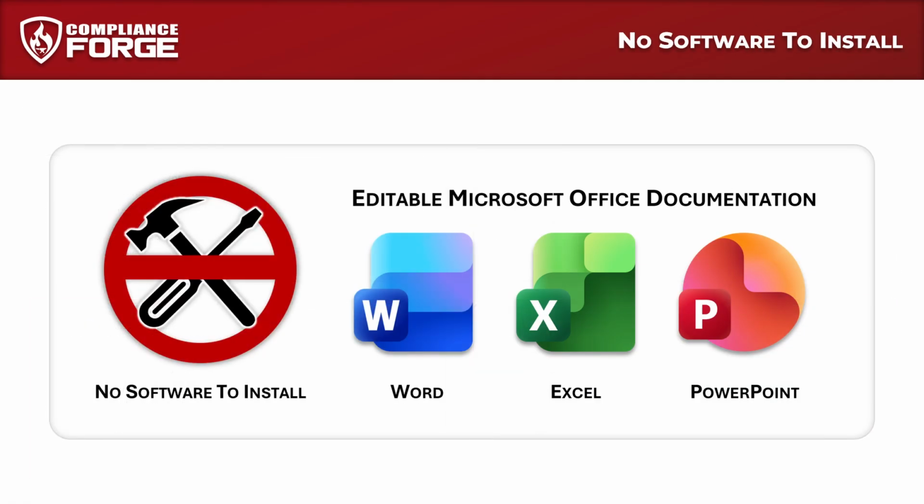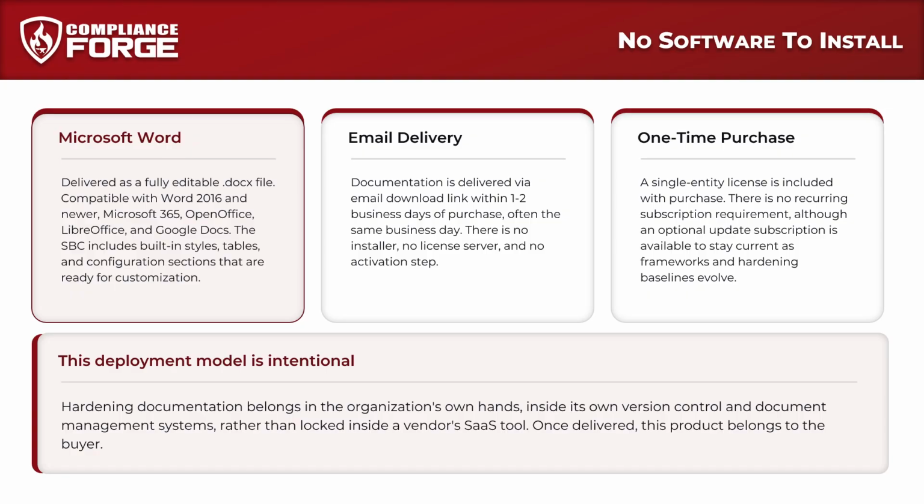The SBC is a one-time purchase of editable Microsoft Word-based documentation templates. There is no software to install, no agent to deploy, no account to provision, and no cloud environment to configure. If your organization can open and edit Microsoft Word files, the SBC is ready to use. It is delivered as a fully editable Word file, compatible with Word 2016 and newer, Microsoft 365, OpenOffice, LibreOffice, and Google Docs. The SBC includes built-in styles, tables, and configuration sections that are ready for customization.